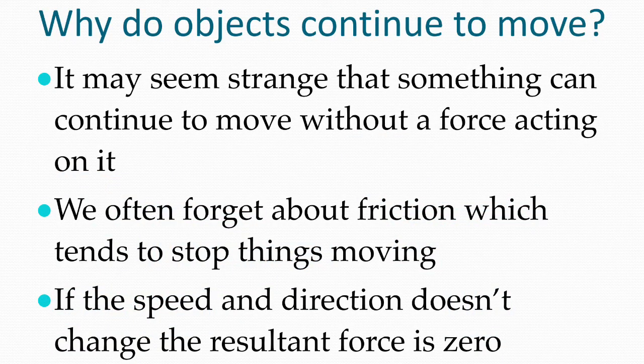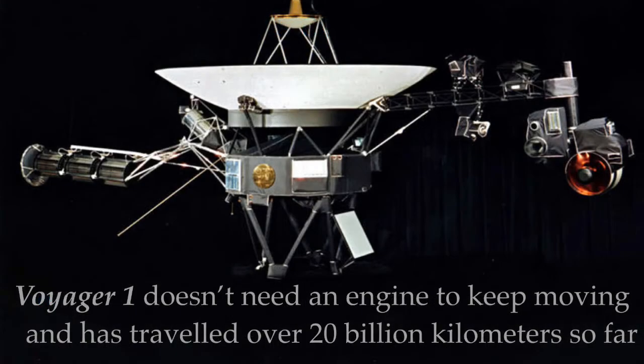It may seem strange that something can continue to move without a force acting on it. We often forget about friction, which tends to slow things down and stop them. But if the speed and direction of an object doesn't change, then the overall resultant force on that object is zero. This could be because there are no forces acting on the object at all, such as the Voyager 1 probe, which doesn't need its engines to keep moving and has travelled over 20 billion kilometres.